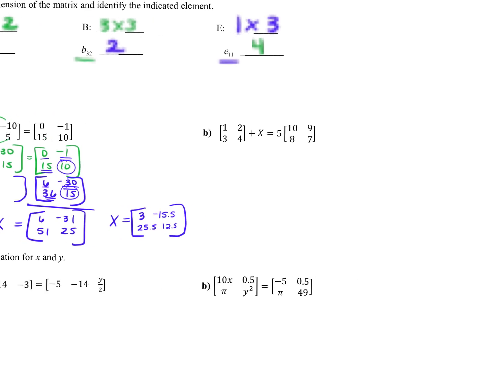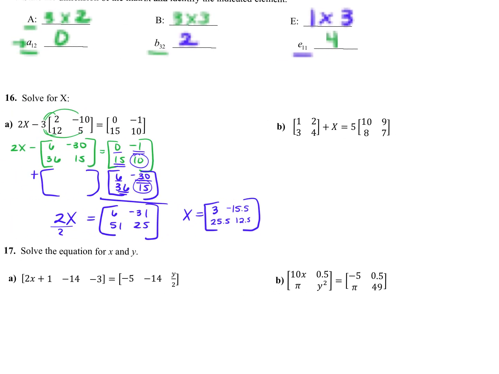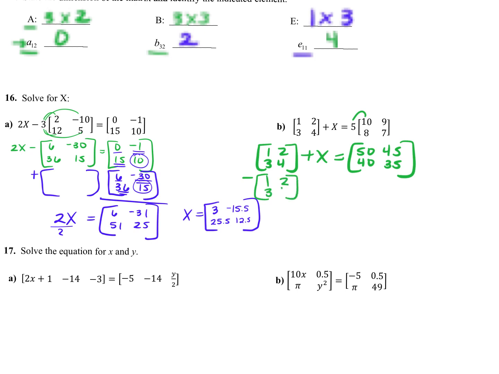The next one, you are going to first multiply. So this is going to be 50, 45, 40, 35. And then you have this guy over here, 1, 2, 3, 4. So to get rid of that, right now it's something plus x. So we want to get this out of here by subtracting it. So subtract it over here as well.